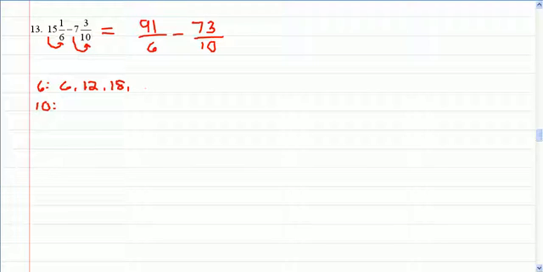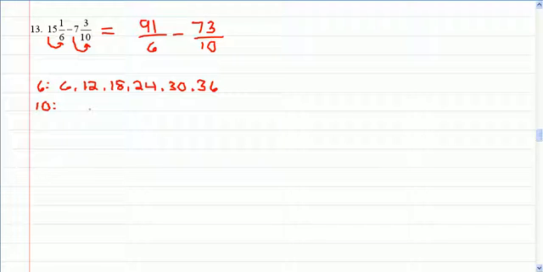For number 13, I start by rewriting these two mixed numbers as improper fractions. So 15 times 6 is 90. Add the 1 and we have 91 over 6 minus 7 times 10 is 70. Add the 3 and we have 73 over 10. So the denominators are different, so I start by writing multiples of 10 and 6. And for 6, I have 6, 12, 18, 24, 30, and 36.